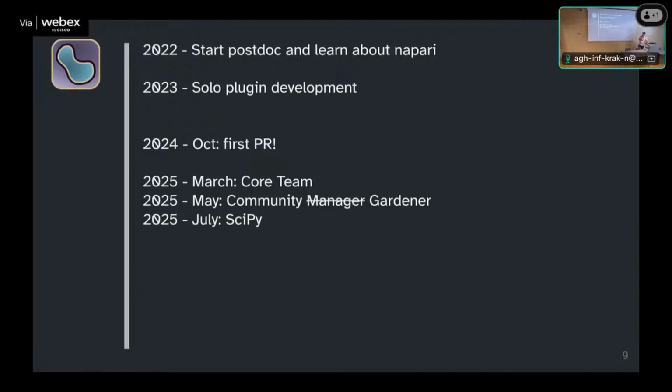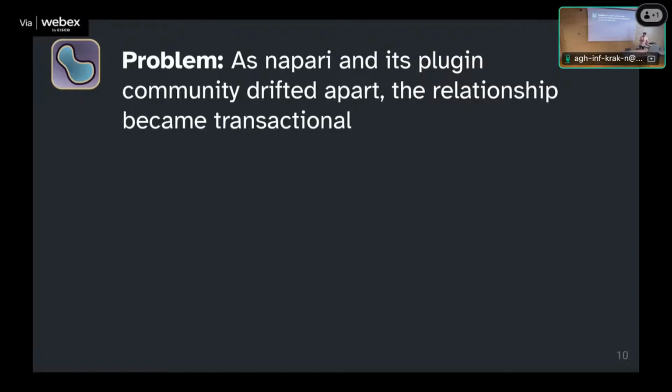And then last year, I went to SciPy in July. That was the best conference I'd ever been to, and it was very inspiring. It kickstarted a lot of interaction with a lot of people, so I hope I can help you make some connections here. But this plugin sustainability work was funded by the EuroSciPy Fellowship, and this began.